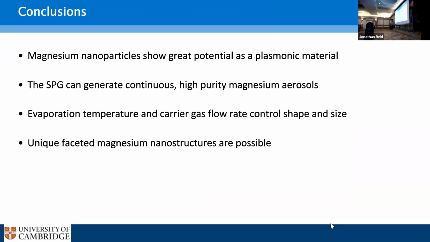That's everything. So to conclude, magnesium particles are nice and they're a good alternative to traditional plasmonic materials. We can generate continuous high purity magnesium nanoparticles in the SPG, and we can also control their shape and size by tuning the evaporation temperature and carrier gas flow rate. And finally, we can achieve really interesting and unique morphologies. Thank you.